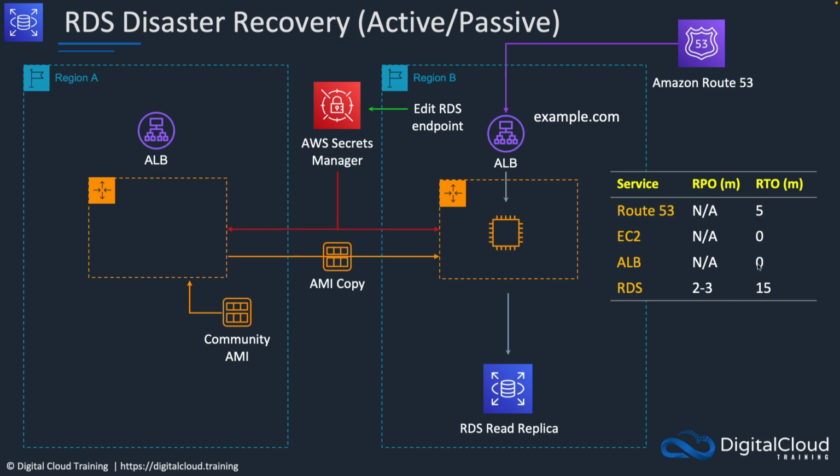And how long does it take? Well, I say 15 minutes. It should be within 15 minutes for the read replica to be promoted to being the primary. Now, during that time, there is an outage of that database. So you've got to understand that your RTO can't really be lower than this when you're using RDS.